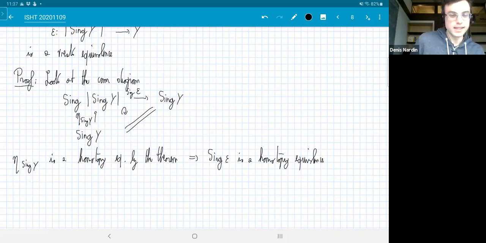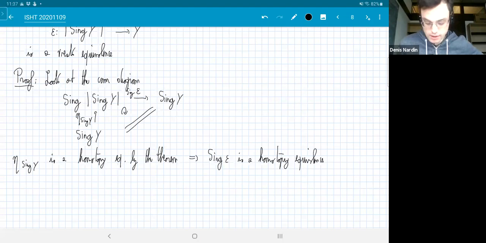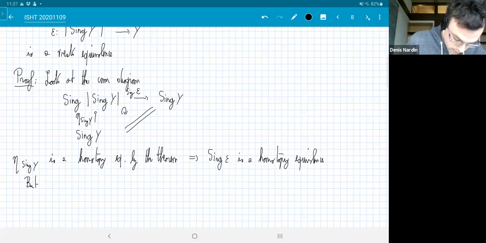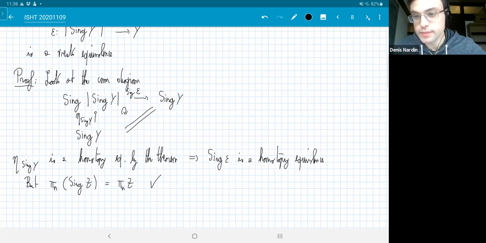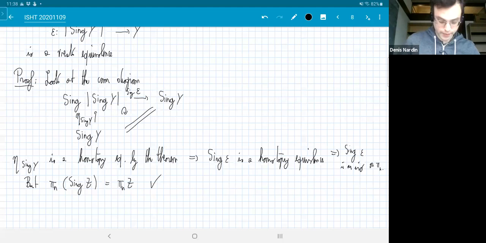Okay. Eta of sing is a homotopy equivalence, so sing of epsilon is a homotopy equivalence, but pi n of sing of, say, z is canonically pi n of z. So we are done. Oh, sorry, I forgot. So sing epsilon is an iso on pi n. Important thing. That's what we spent most of today proving.